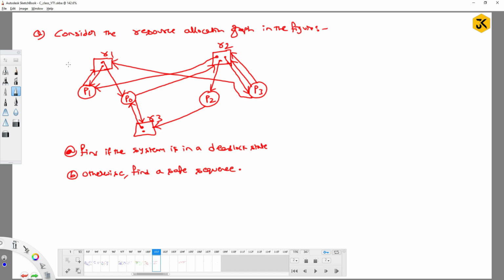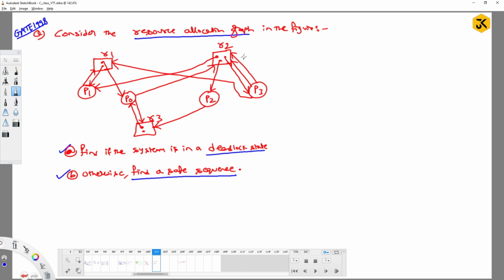Hi everyone, welcome back. Let's see one of the GATE questions which was asked in the year 1998 on the concept of banker's algorithm. Let's read the question. Consider the resource allocation graph in the figure and you need to find if the system is in deadlock state or not. If it is not in deadlock state, find the safe sequence.